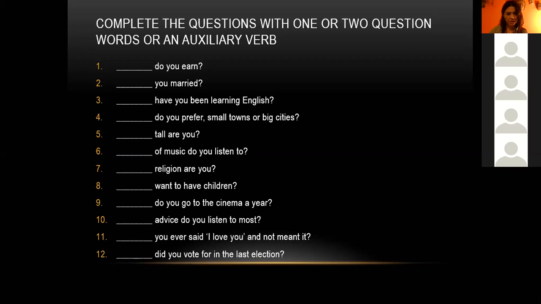Okay, number 10. What advice do you listen to most? Okay, you can say what advice. Which advice? Which advice, yes. Or whose advice? De quién, el consejo de quién escuchas más? Whose advice do you listen to the most? Very good. Number 11.